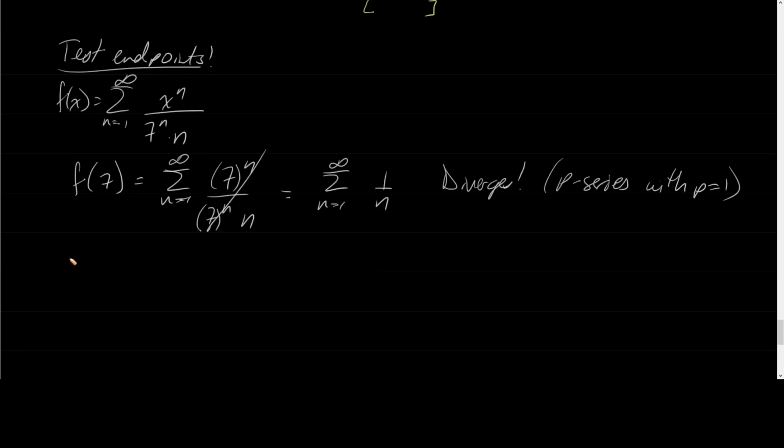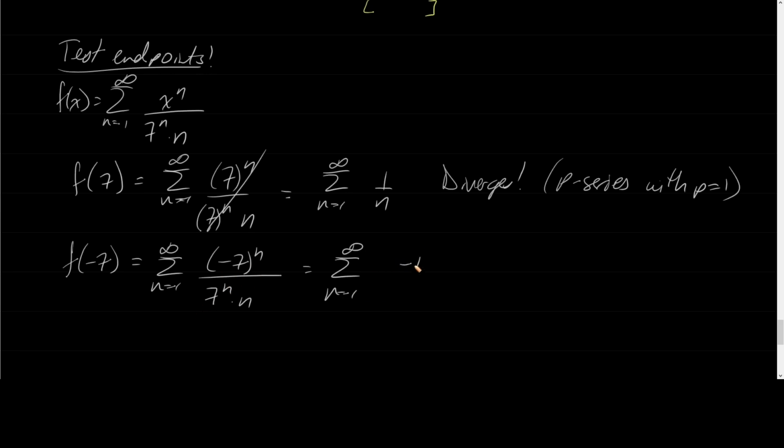But what about negative 7? Well, what would that be? Well, that would be the summation from n equals 1 to infinity of negative 7 to the n over 7 to the n times n. This ends up being the series from n equals 1 to infinity of, in here, this really reduces to just negative 1 to the n over n.